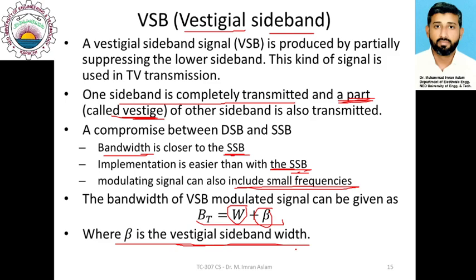So these are the three variants of amplitude modulation. In the double sideband scheme, we suppress the carrier. In the single sideband scheme, we suppress the carrier as well as one of the sidebands. In the vestigial sideband scheme, we suppress one of the sidebands partially, leaving a part of that sideband to be transmitted through the environment.